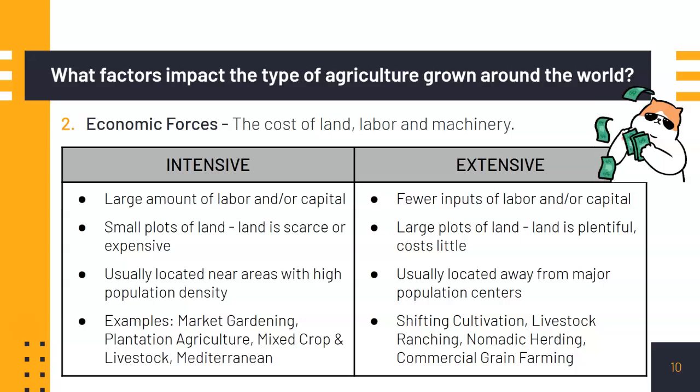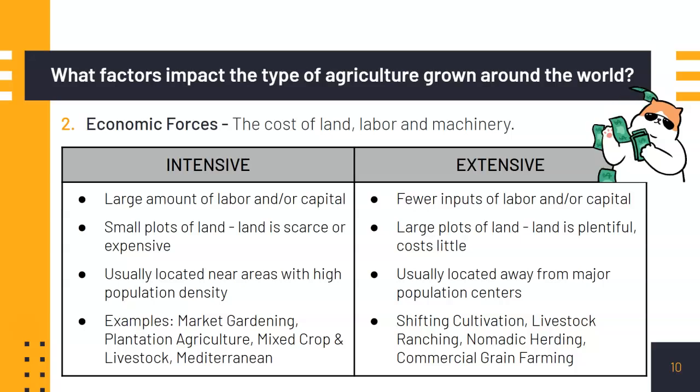Intensive agriculture involves significant inputs of labor and/or capital on smaller plots of land, often in areas where land is scarce or expensive. This type of farming is typically located near regions with high population density, where the demand for fresh produce and other goods is substantial. Because of the limited land available, farmers in these areas focus on maximizing output per unit of land, often using advanced technology, irrigation, and fertilizers.